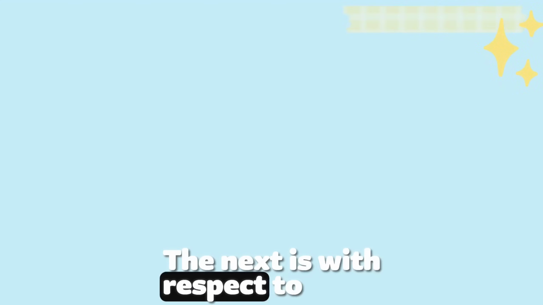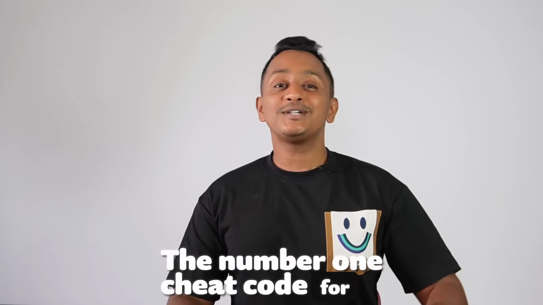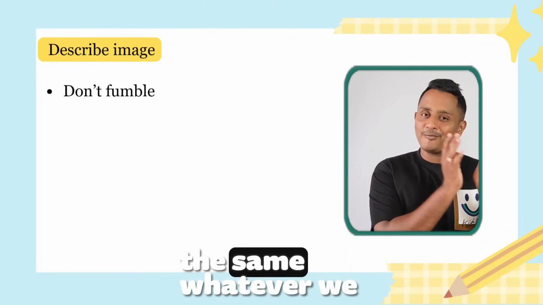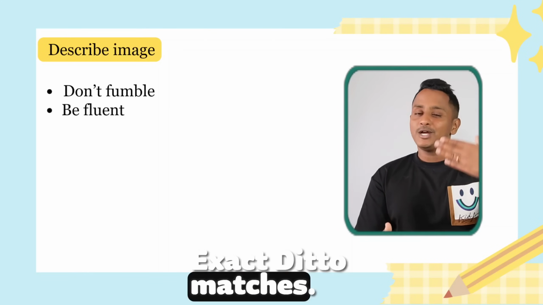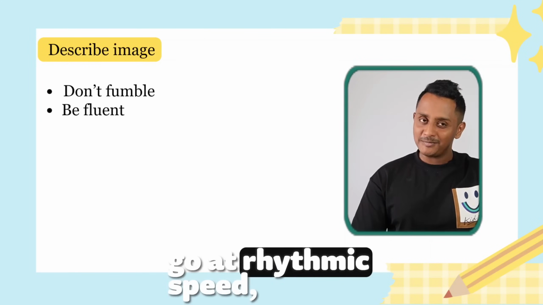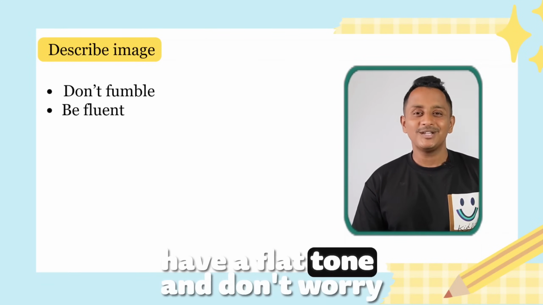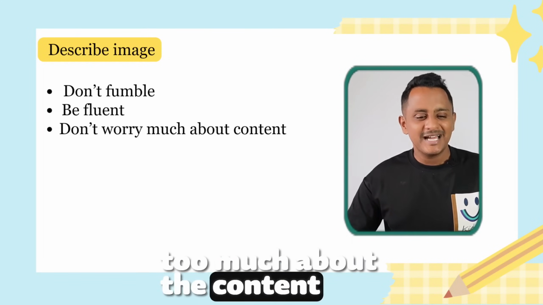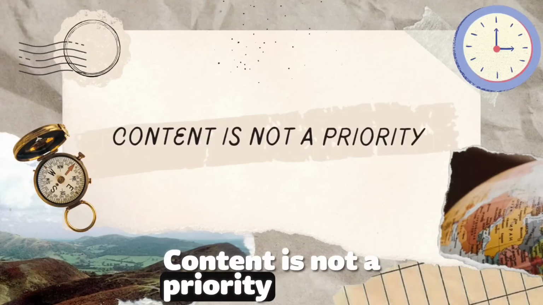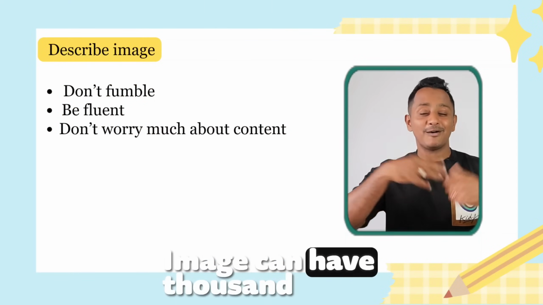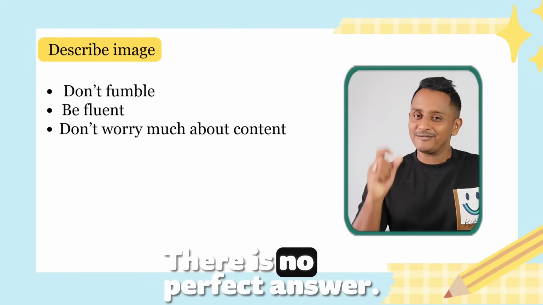The next is with respect to describe image. The number one cheat code for describe image is not to fumble. The same thing we followed for read aloud applies here as well. Exact ditto matches. Be fluent, go at a rhythmic speed, no intonation, have a flat tone, and don't worry too much about the content. Here, content is not a priority because it's an image. An image can have 1,000 different answers. There is no perfect answer.